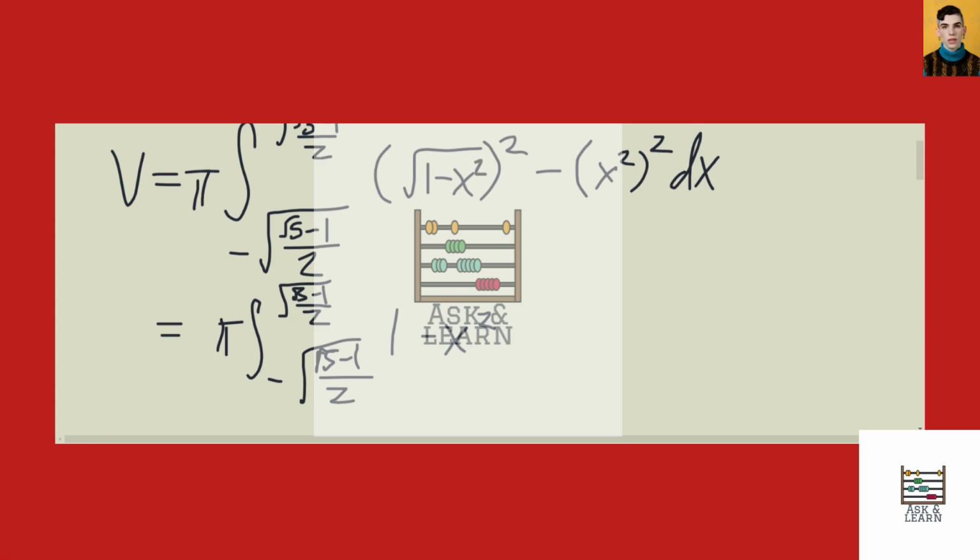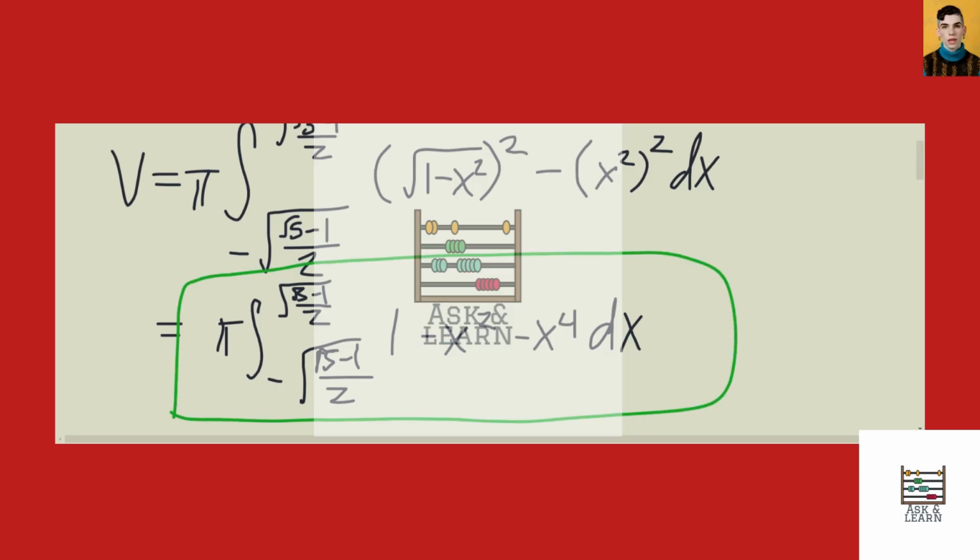Sorry, this should be 1 minus x squared. This is 1 minus x squared minus x to the fourth dx. This is the exact volume. However, if you plug this into a calculator, this is approximately 3.544.